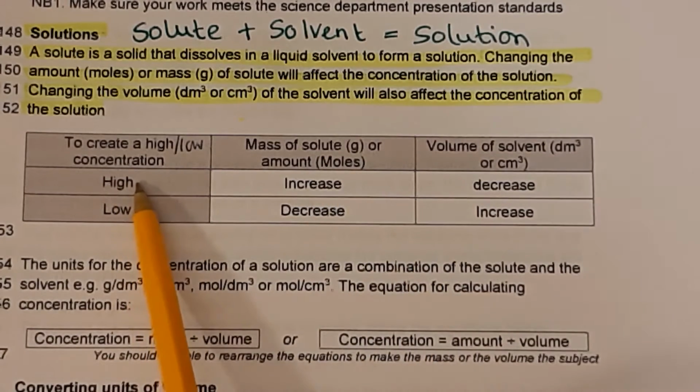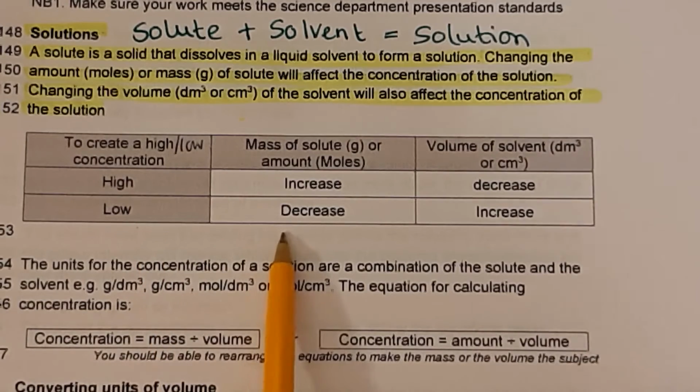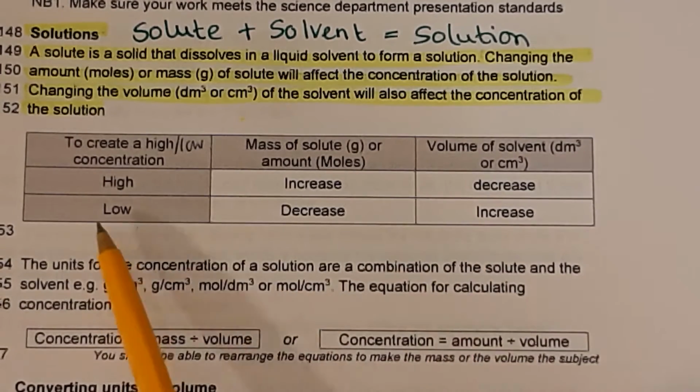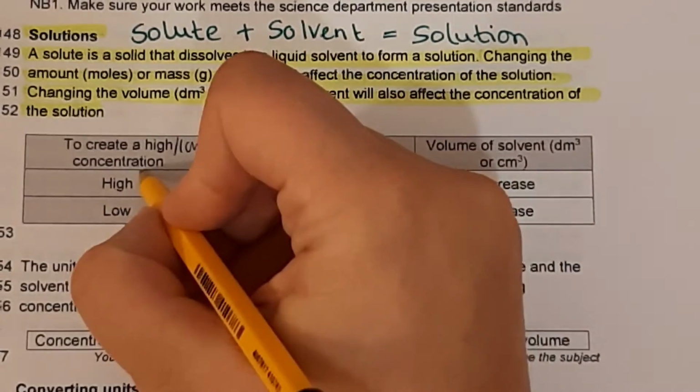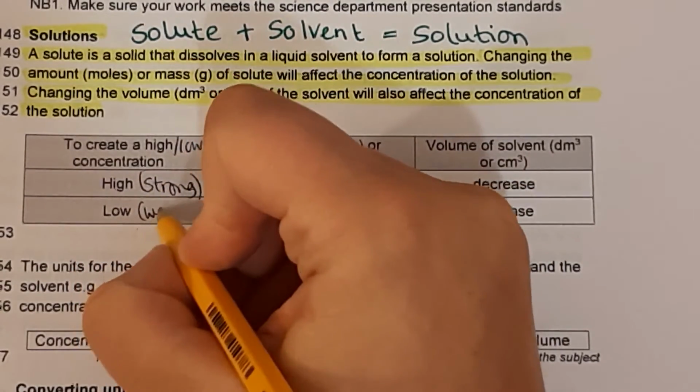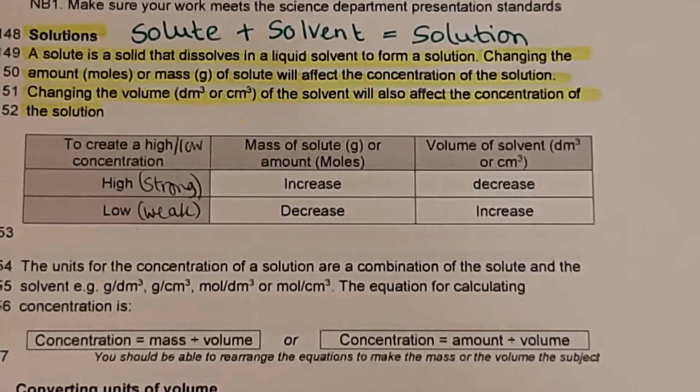If you don't like your squash strong, you like it weak. Okay, so when you have your orange squash, you like it weak, then you put less of the orange squash in. Okay, and you put more of the water in. Okay, and that will give you a weaker or lower concentration of squash. Okay, so put in brackets, these are strong solutions and weak solutions. Okay. And you need to know how to do this, okay?